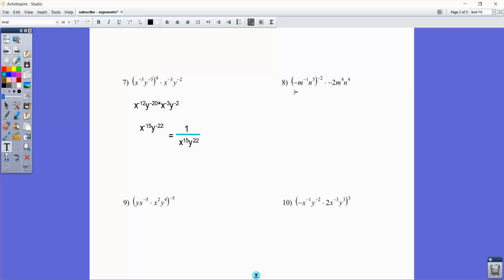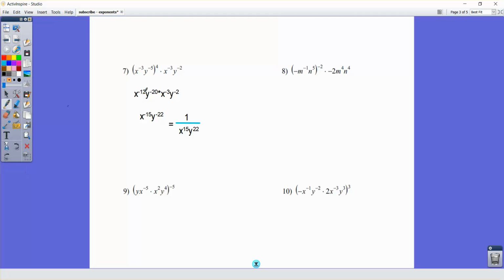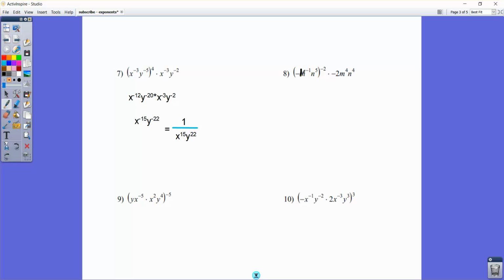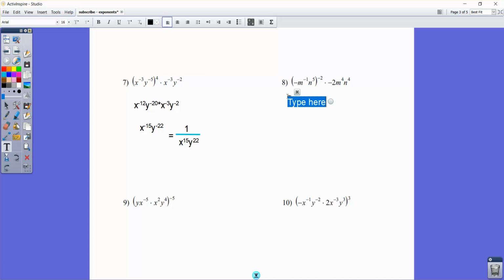Now, let's talk about this negative sign that's outside here, because this negative sign technically is a negative 1 right there, okay? And the way I wrote that, it looks like the m becomes an n. So I'm going to write that just like that. Still doesn't help. Okay, so we're gonna just type it out. So that negative inside is kind of like a negative 1. Okay, negative 1, m to the negative first, n to the fifth, all to the negative second.